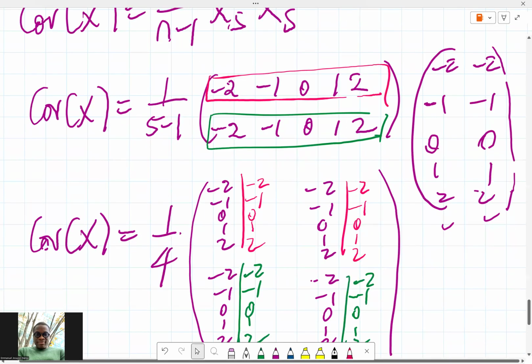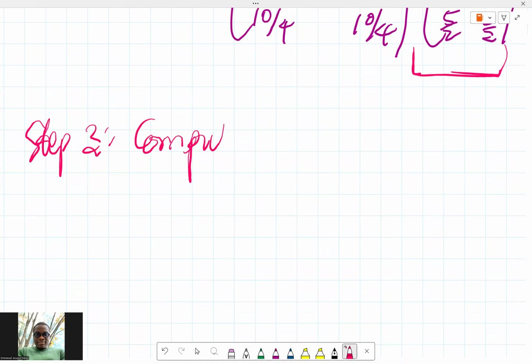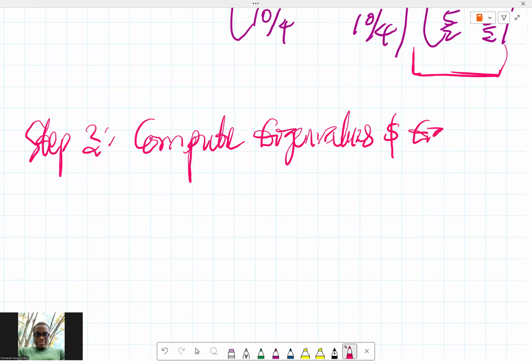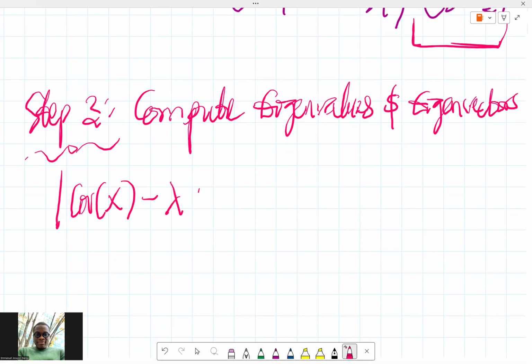To compute eigenvalues and eigenvectors, that is step 3. Compute eigenvalues and eigenvectors. This actually shows us the principal components, and that's why it's called principal component analysis. Now, how do you do that? The formula for that is the determinant of the covariance of X minus lambda I equals 0.